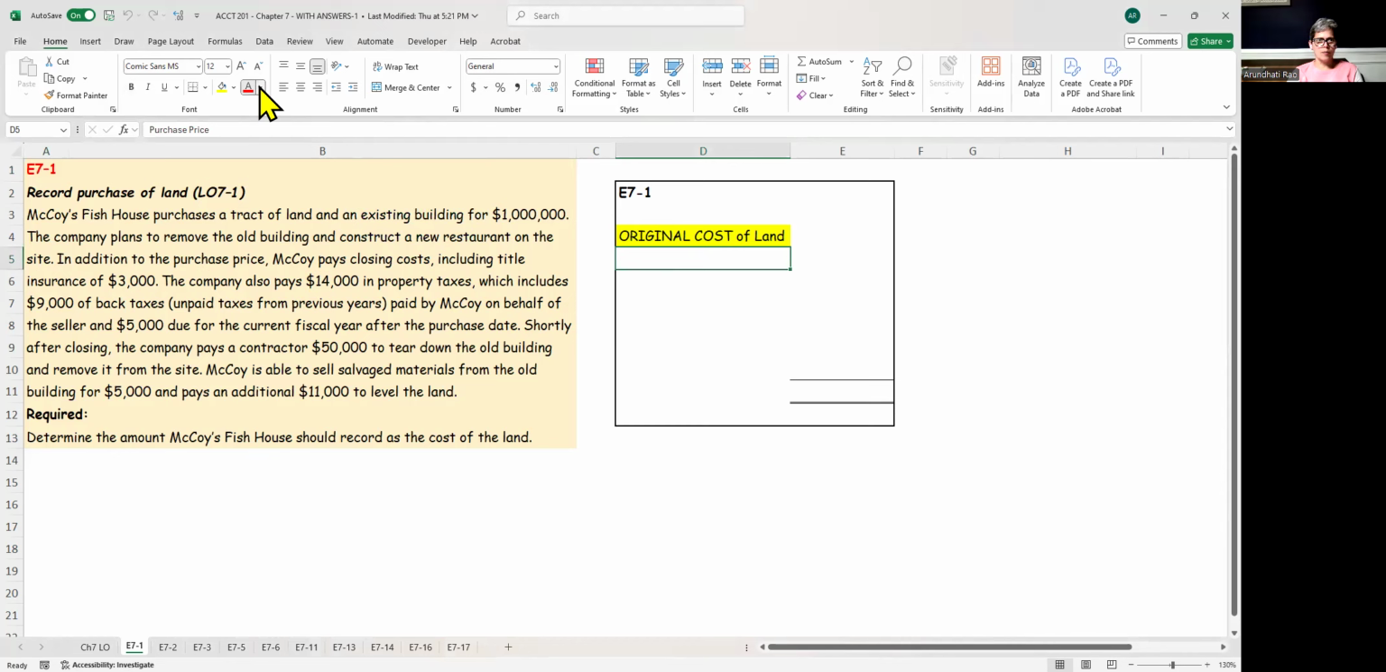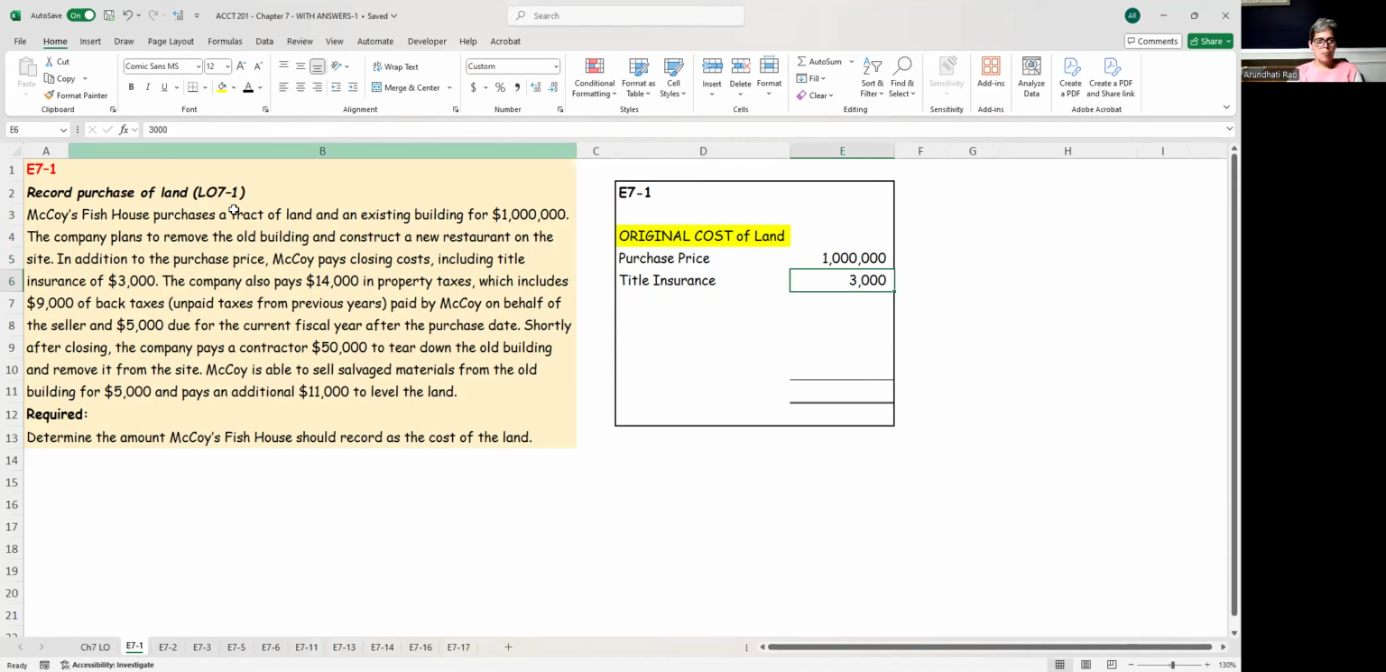So I will start with the first item. And the first item I'm going to put down is the purchase price. Obviously, that's the starting point, the $1 million. Now let's continue reading. In addition to the purchase price, we pay closing costs that includes title insurance of $3,000. Now, always what we need to think about is these additional costs that you incurred, were they necessary for the acquisition of the asset, to put the asset into use and in place? So I have to pay that title insurance. So yes, I'm going to add that as well. The title insurance is $3,000.